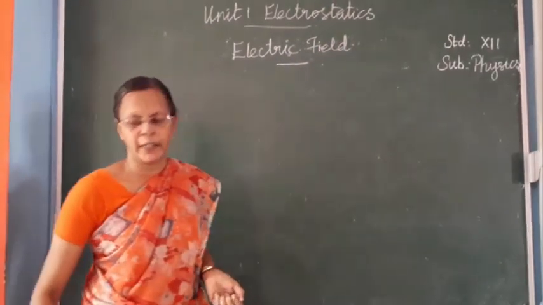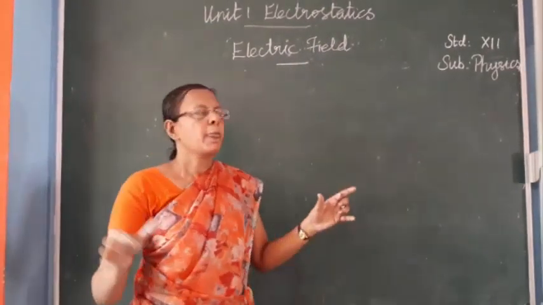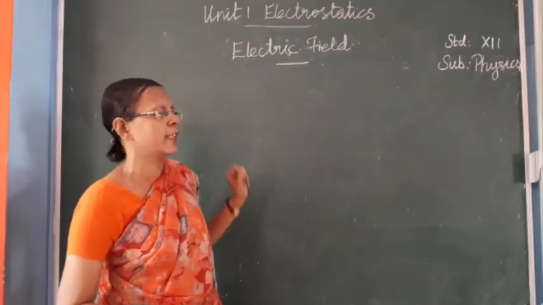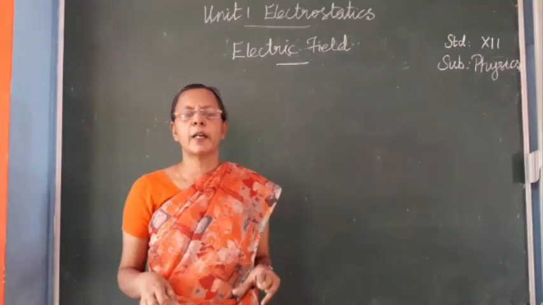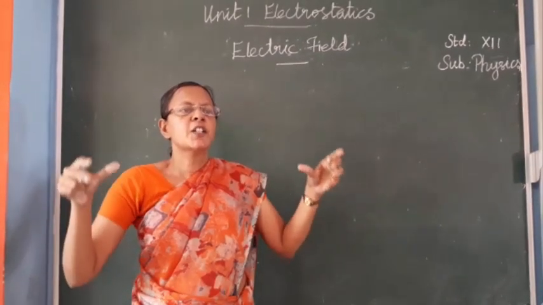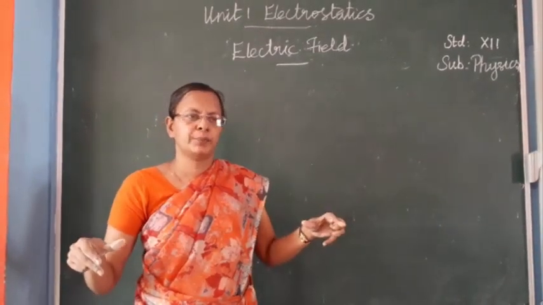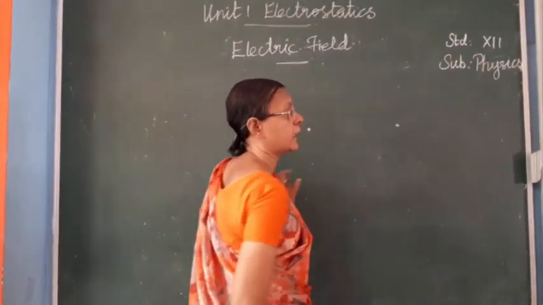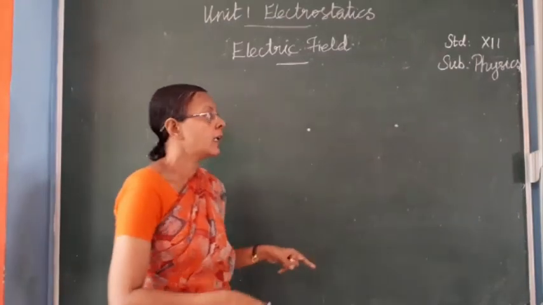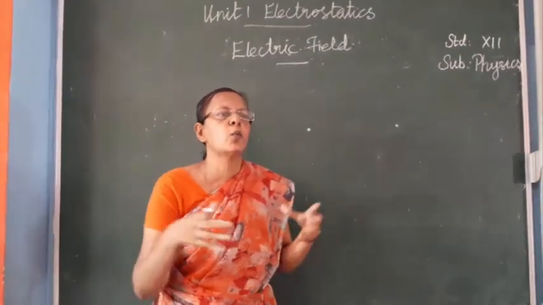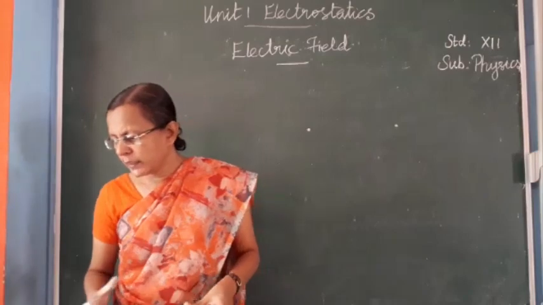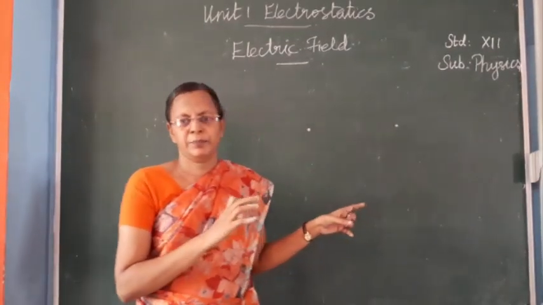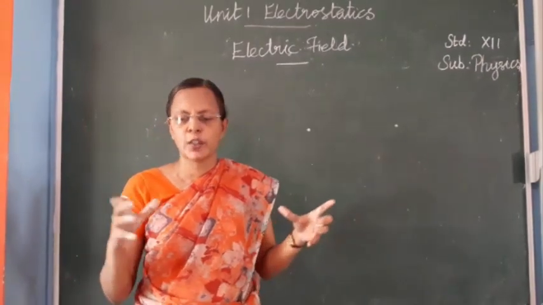What is electric field? Up to now we have learned, in the previous day's class and today's class, about the interaction between two charges. If one charge is here and we keep another charge nearby, at some distance, the two are interacting with one another. This interaction is determined by Coulomb's law. How are those two charges interacting?